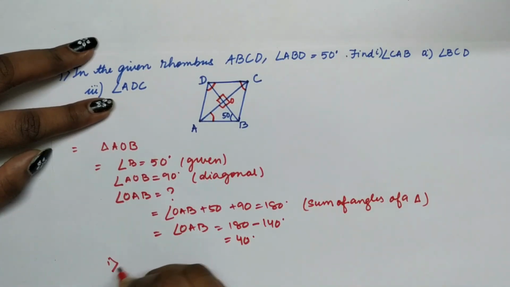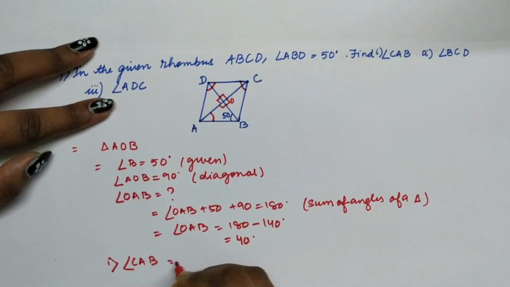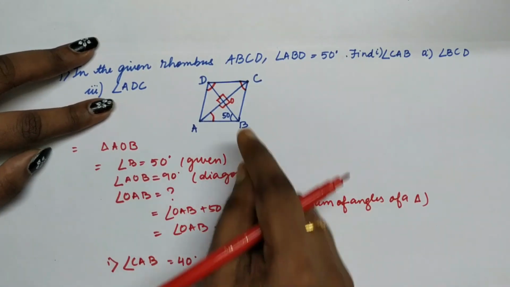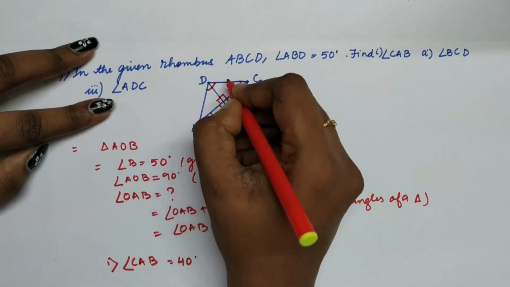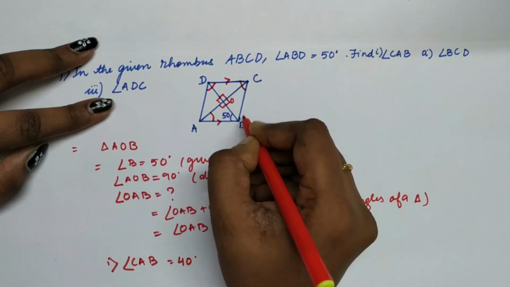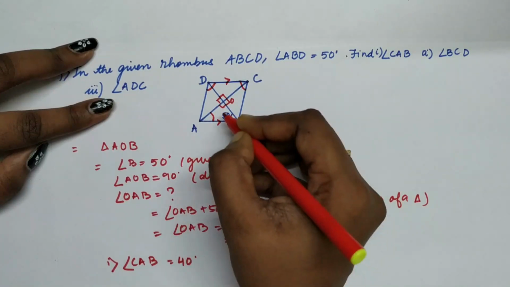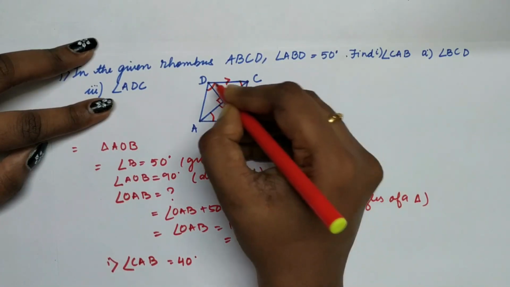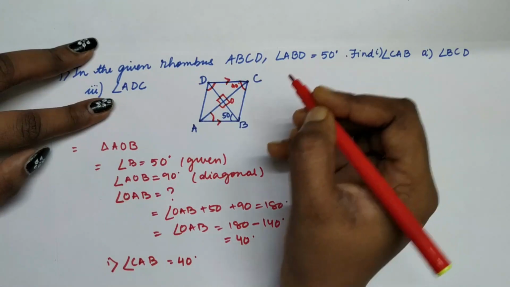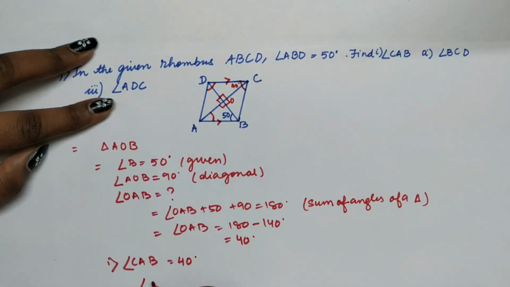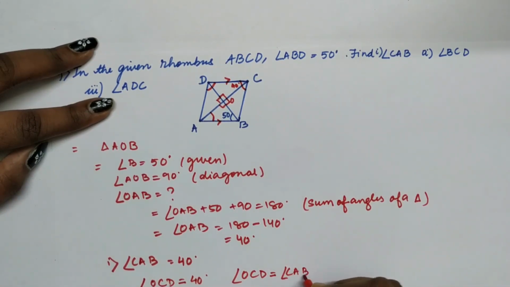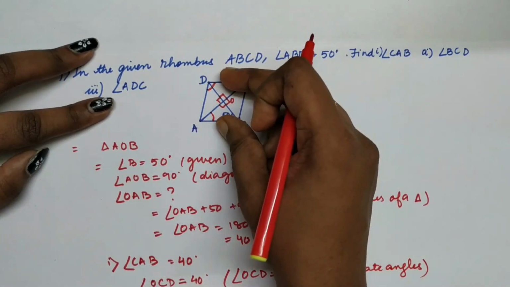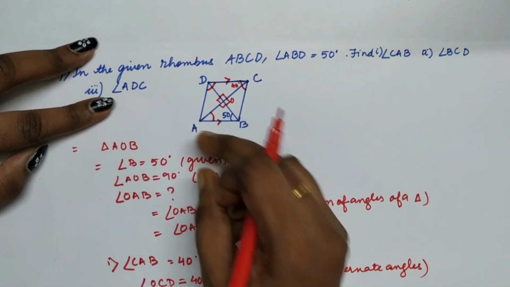So my first answer is angle CAB is 40 degree. Now you know that these are all parallel to each other. So if I consider this as a transversal CA, then angle OCD is also going to be 40 degree. Angle OCD is equal to 40 degree, as OCD is equal to CAB, as we are forming the alternate angle. This is happening because the sides are parallel and this is acting as a transversal.